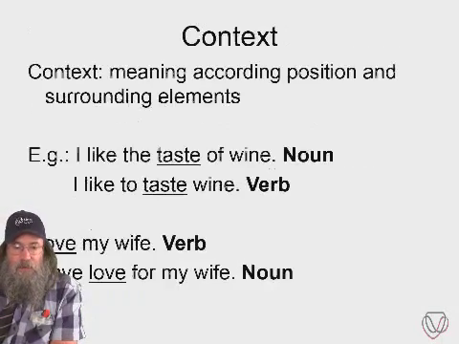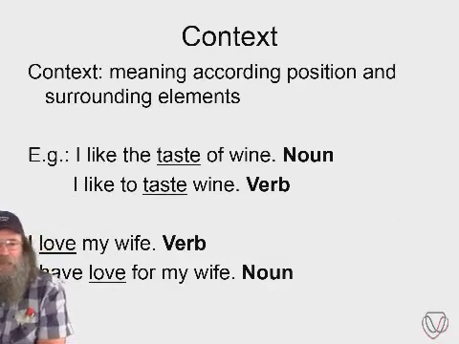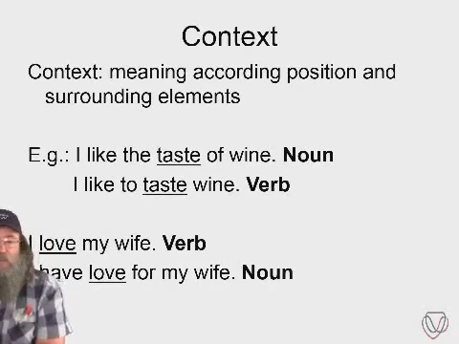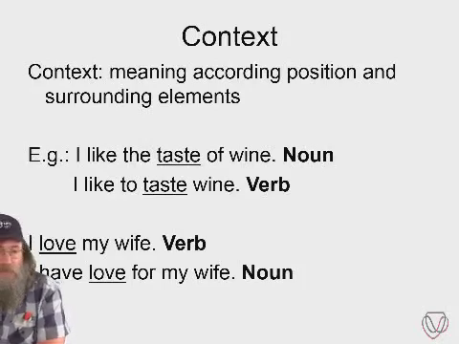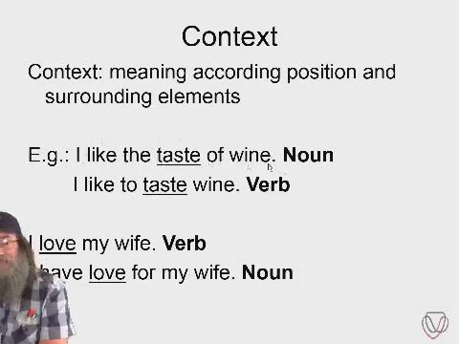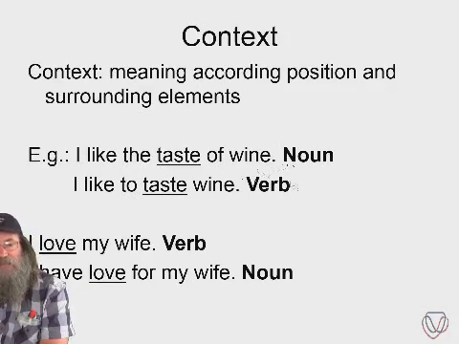Okay, now, going on slightly, I want to draw to your attention the word context. Context is meaning according to position and surrounding elements. And the reason context is important is because of the examples I've given you there. If you look at example number 1, I like the taste of wine. In that case, taste is a noun. It's the taste. In the second one, I like to taste wine. There it is being used as an infinitive verb. All right, taste.